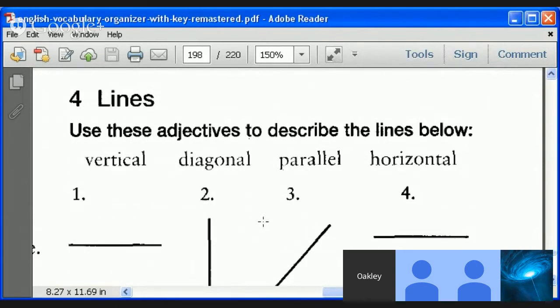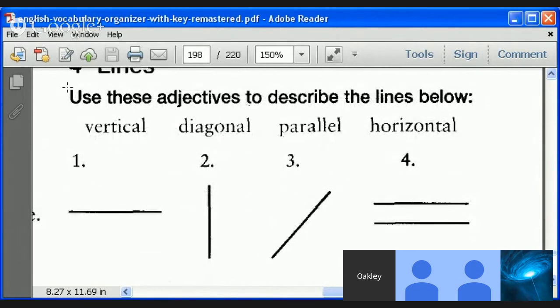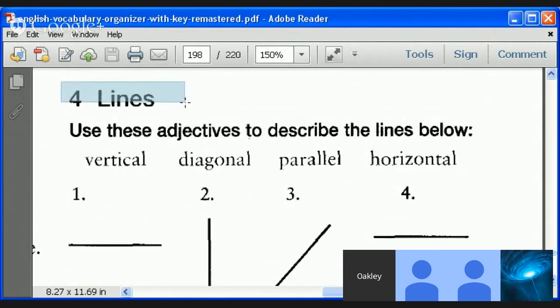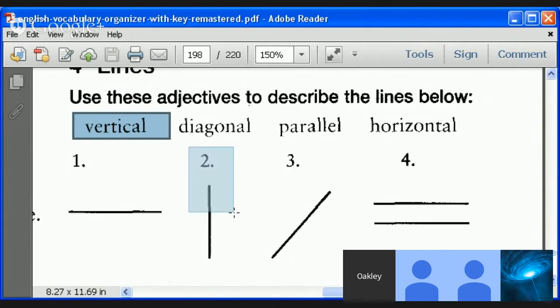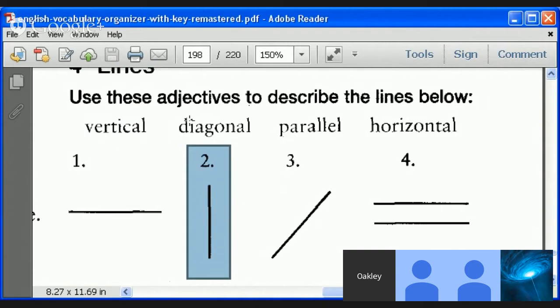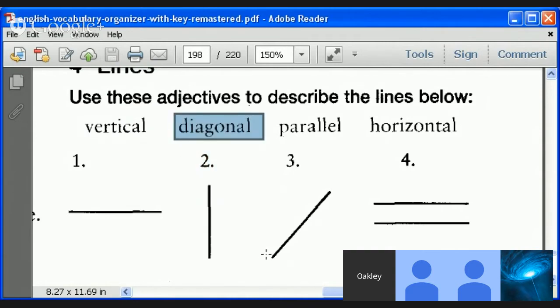Okay. Anyway. Now we're going to talk about more space adjectives that we use, for example, to describe lines. Natalia, which line, 1, 2, 3, 4, which one is the vertical line? 2. Very good. This is vertical. Excellent. Mustafa, which one is diagonal? Number 3. Indeed, you are correct.